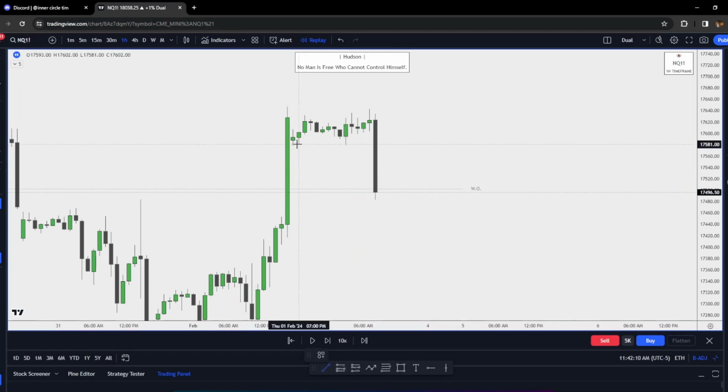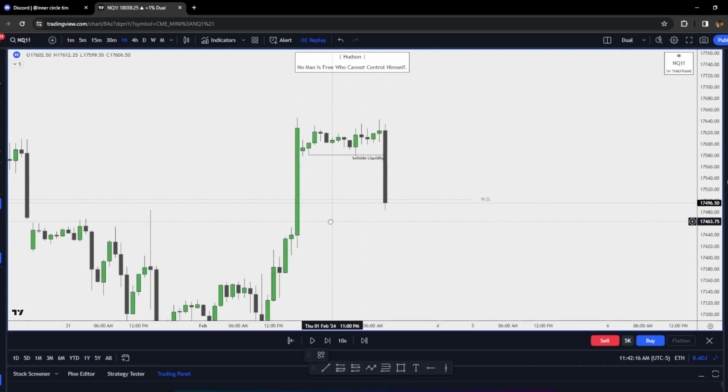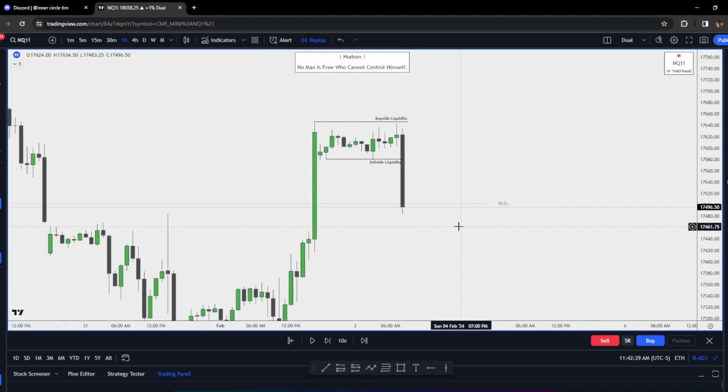So I'm looking for hourly PD arrays. Notice we have all these lows throughout here. So we're sweeping sell side liquidity. Also a nice fair value gap here. So now I want to see buy side. We have equal highs. So now that we have equal highs, we're in a higher time frame fair value gap and we have these relative equal lows swept. I'm like, okay, hourly bias is bullish.